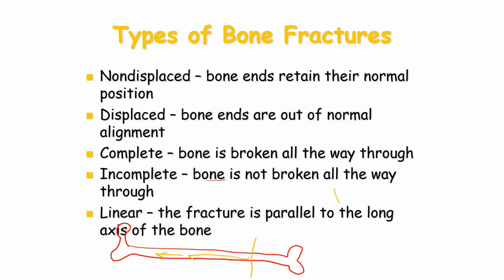Then now we have linear fractures and parallel fractures. A linear fracture runs along the long axis of a bone, right? And it can be very, very difficult to treat because you have to pin this one up, right? And remember, please, we can use any of the terms from before and pair them together. So, for example, you can have a non-displaced, incomplete linear fracture.